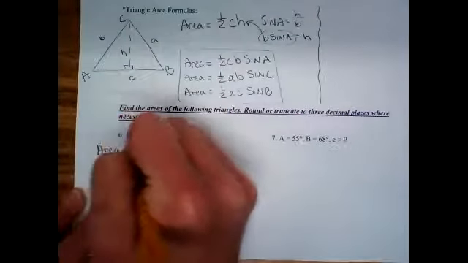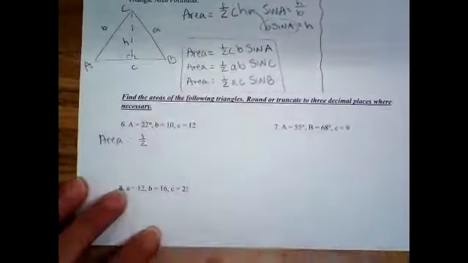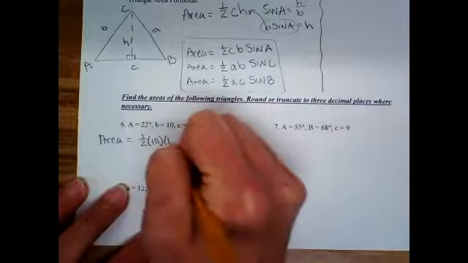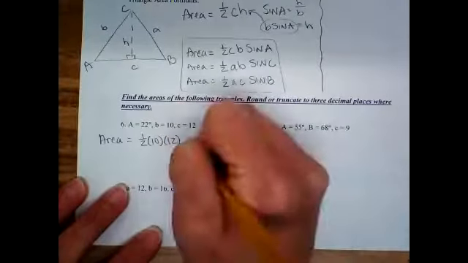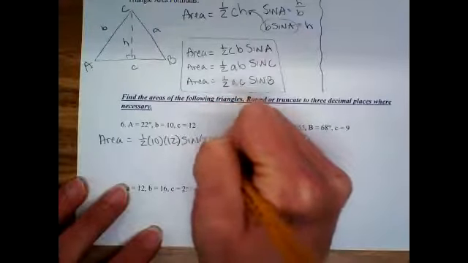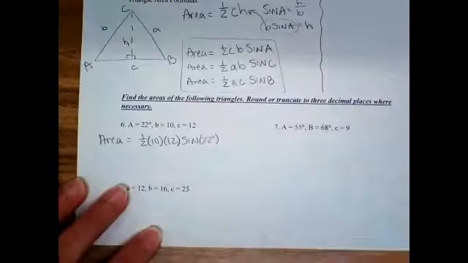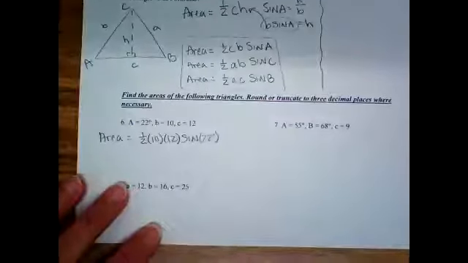So area is going to equal 1/2 times 10 times 12 times sine of 22 degrees. All you have to do is put that in the calculator and you have your answer. So just everybody type that. 1/2 times 10 times 12 times sine of 22.